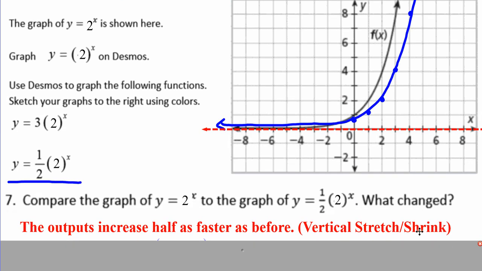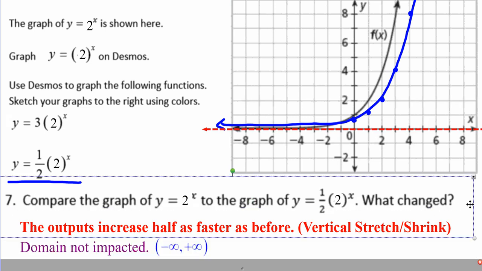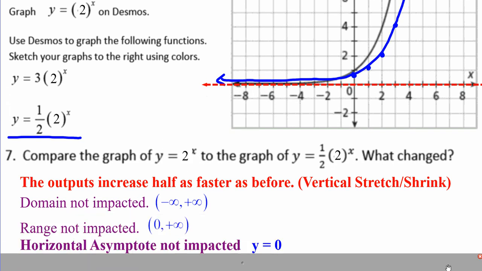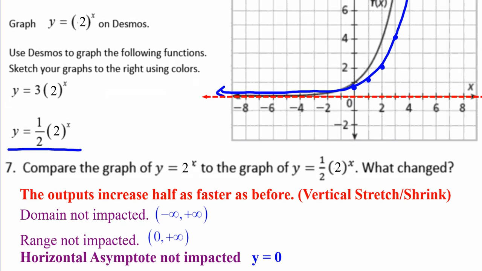So it's a shrinking effect, not necessarily a stretch, going faster like our previous one, but it's going slower, so we're going to say it's shrinking. The domain was not impacted. The range isn't impacted, neither was the asymptote, but we know that it's half as fast as it was before by comparing those outputs.